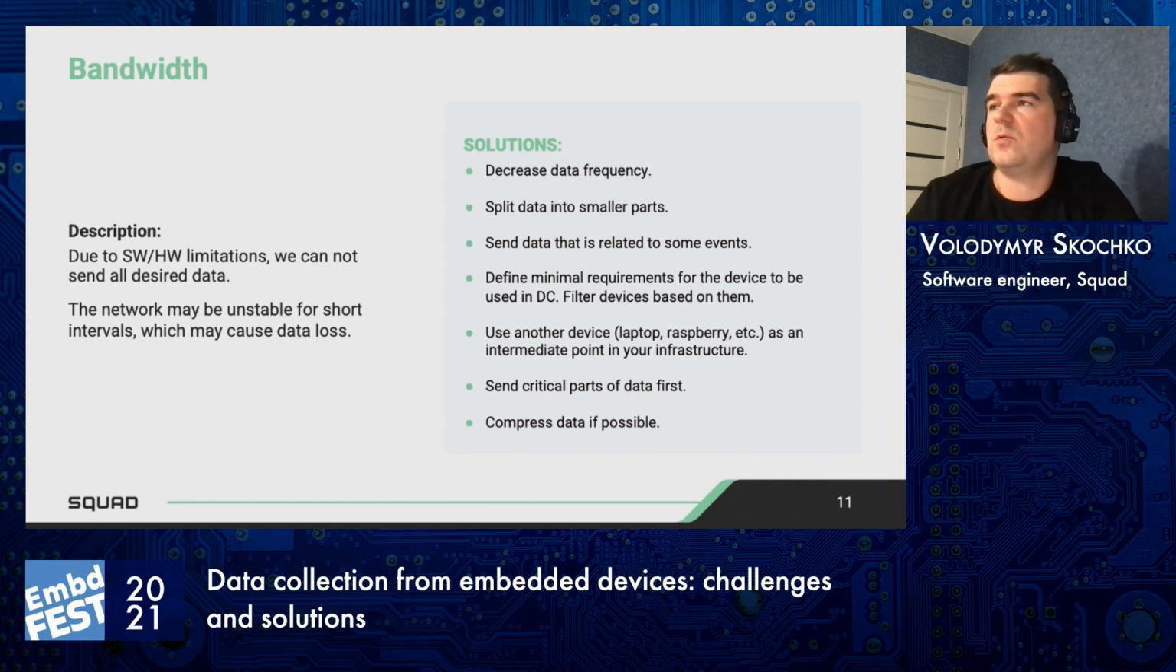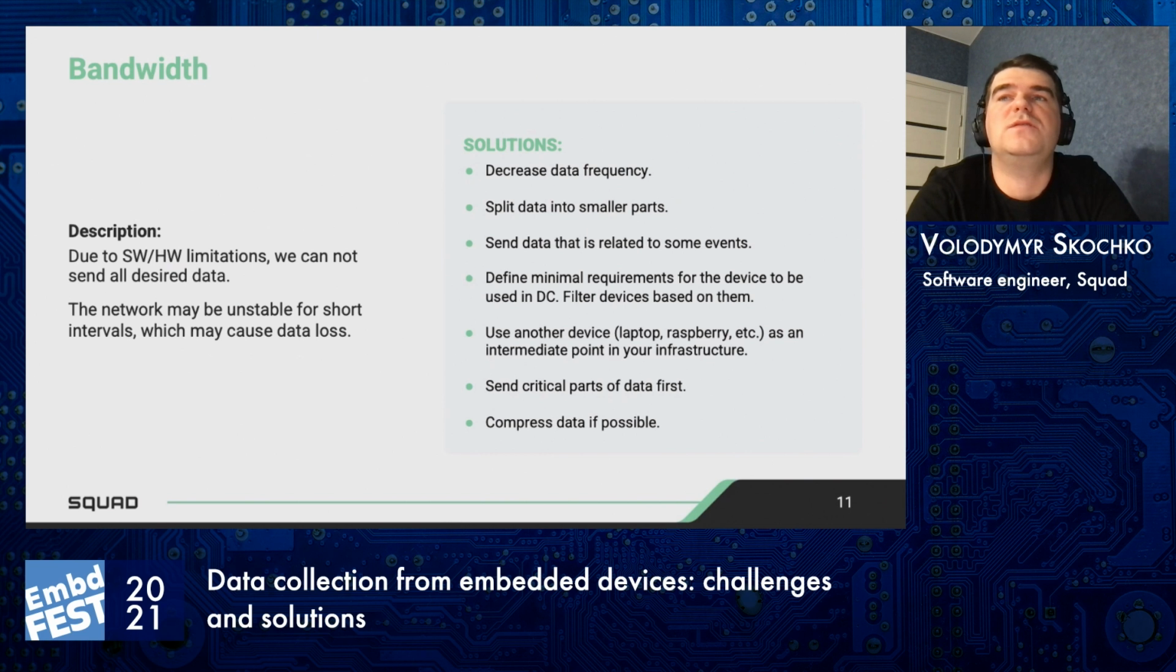We propose the following solutions. First one is to decrease data frequency. The second one, you can split data into smaller parts. In such a case, even if you lose some data, it will be just a small part, and this loss will not have a big impact on data collection results. The next one is to send data only related to some events.